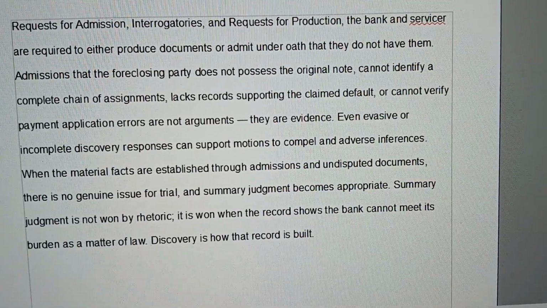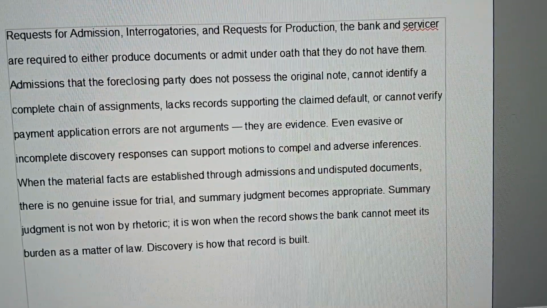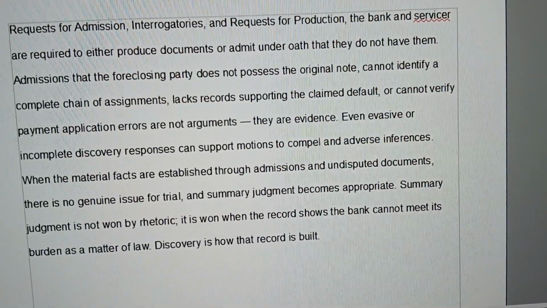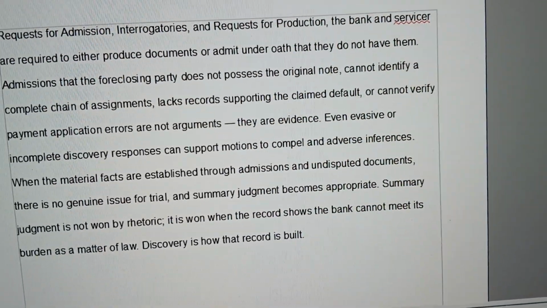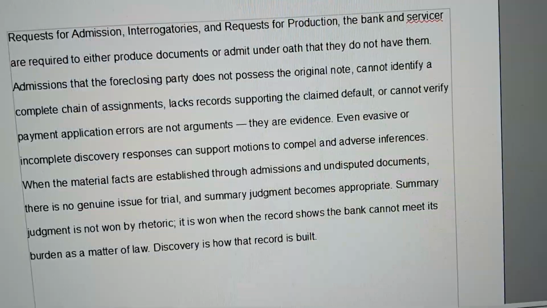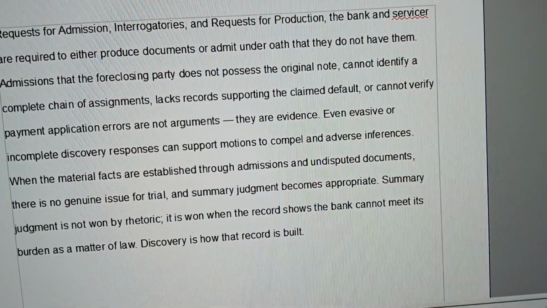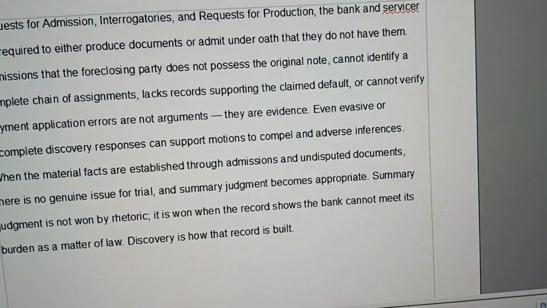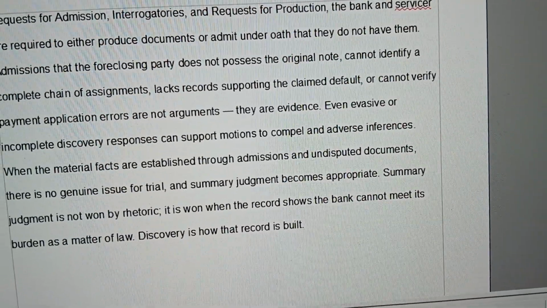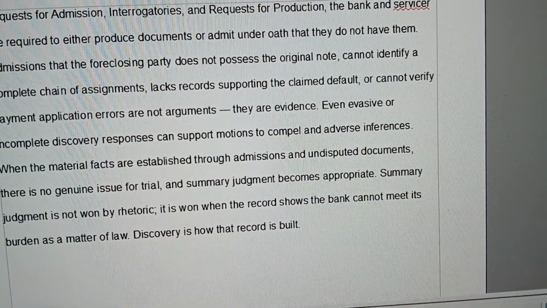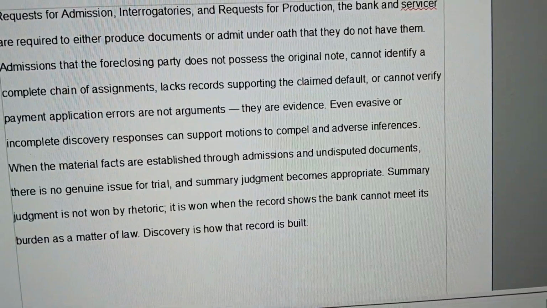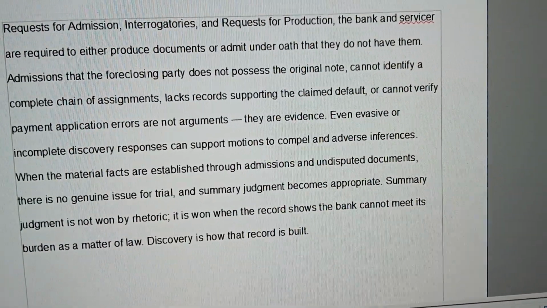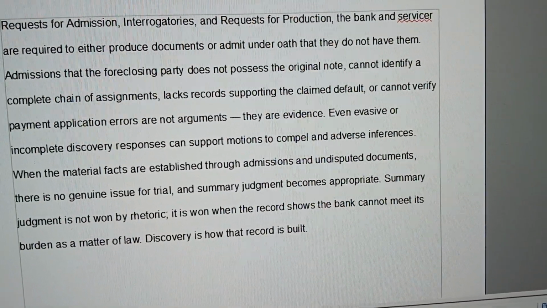When the material facts are established through admissions and undisputed documents, there is no genuine issue for trial, and summary judgment becomes appropriate. Summary judgment is not won by rhetoric on its own. It is won when the record shows that the bank cannot meet its burden as a matter of law. Discovery is how that record is built.